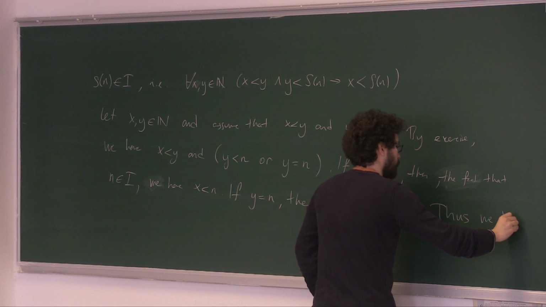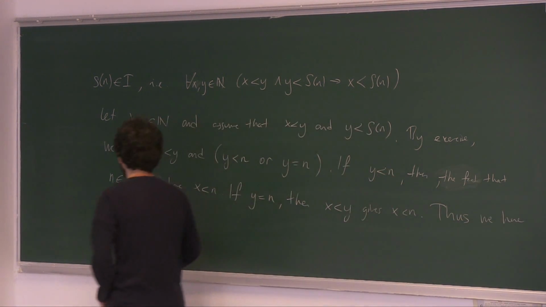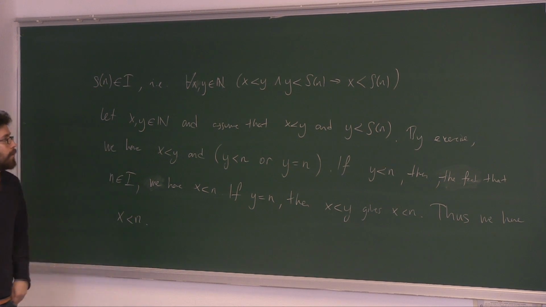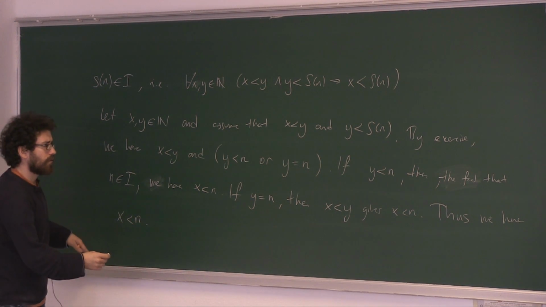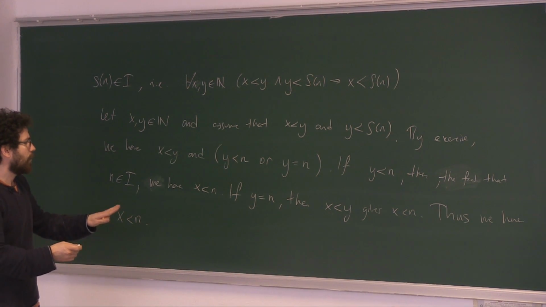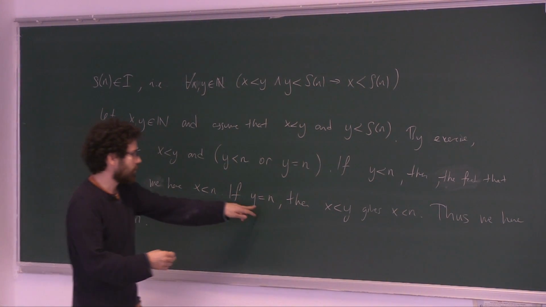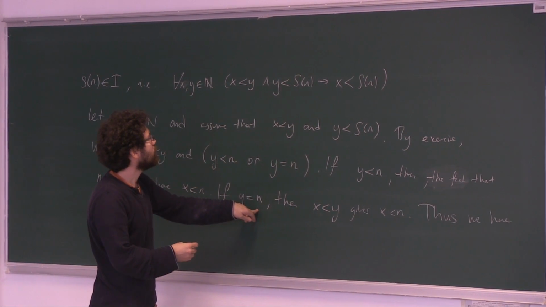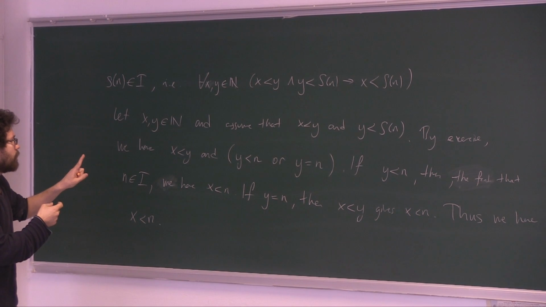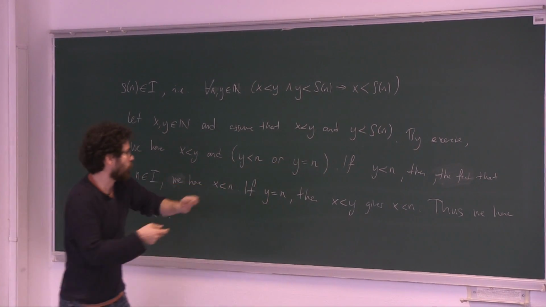Thus, we have x strictly less than n. So, sorry, something is off here, obviously. If y is in n, no, something is off here. What have I assumed? Yes, this is wrong.